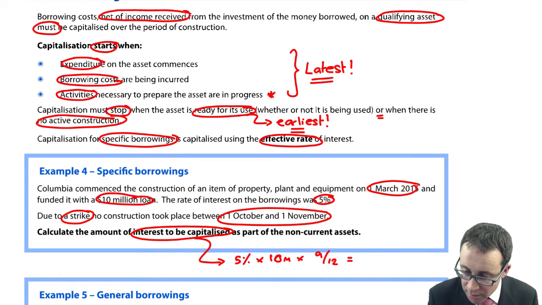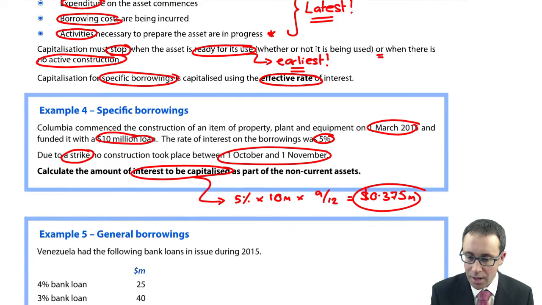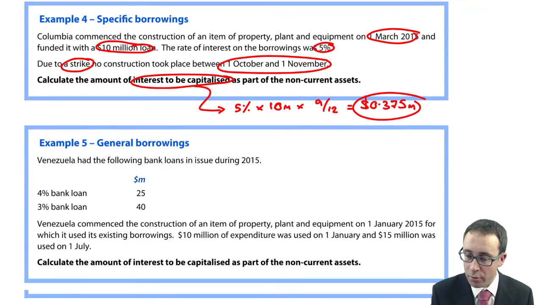So therefore, the amount of interest to be capitalised is $0.375 million. That 1 month, so 1/12 of 5% of 10 million, will be expensed through profit or loss. But it doesn't ask you that within the question. It just wants you to look at what's capitalised, not what is expensed. So we capitalise 9 months, 1 month is expensed. Excellent. We then just move on to your general borrowings.